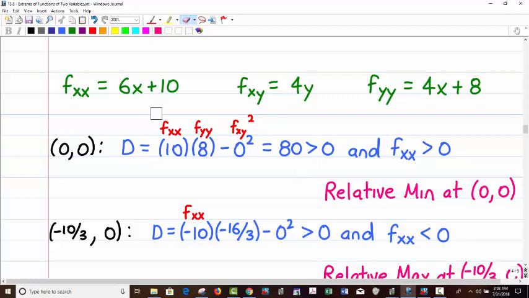And let's see what fxx is going to be when you put 0, 0 in there. Well, there's only one variable, the x. So you put 0 in there, so it's positive 10. So fxx, when you put 0 in there, is positive 10. So that makes it, by definition, a relative min. So when D is positive and fxx is positive, you got a relative min.